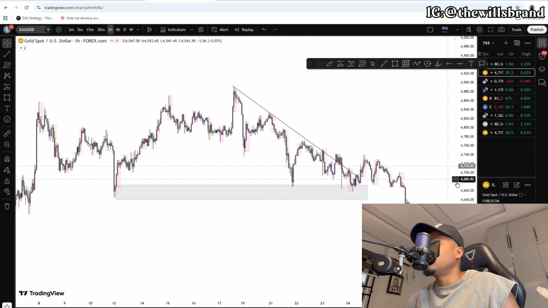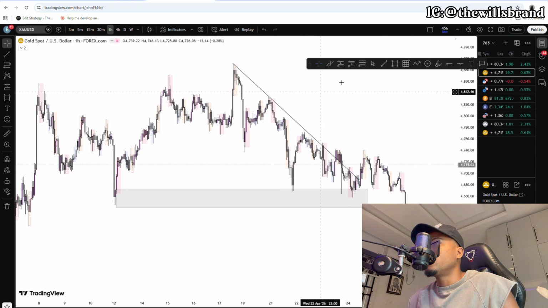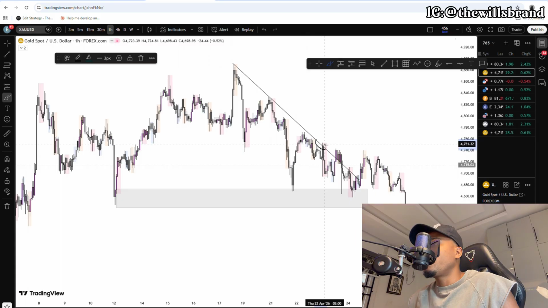Now, but you have to notice something. Why did this here not hold? Because we had several fake outs, market coming above that line. Even here, we came above that line, but we still went down to close below it. See, price finally came here.